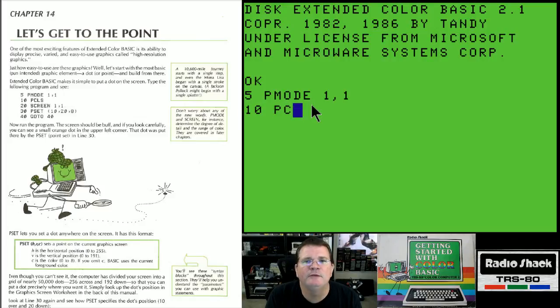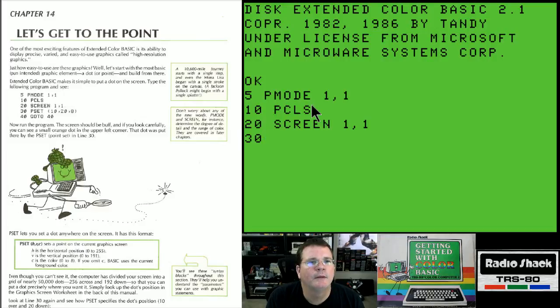Okay, 10 is PCLS. So you recall we've done CLS, where we can clear the text screen. Because we now are going to clear a graphic screen, we need to do PCLS to clear the page of graphics. 20, SCREEN 1, 1. And again, there's a way to do this, and I don't remember the different screen modes, but I think 1, 0 would do one color set and 1, 1 would do the other. We're going to have to be reminded.